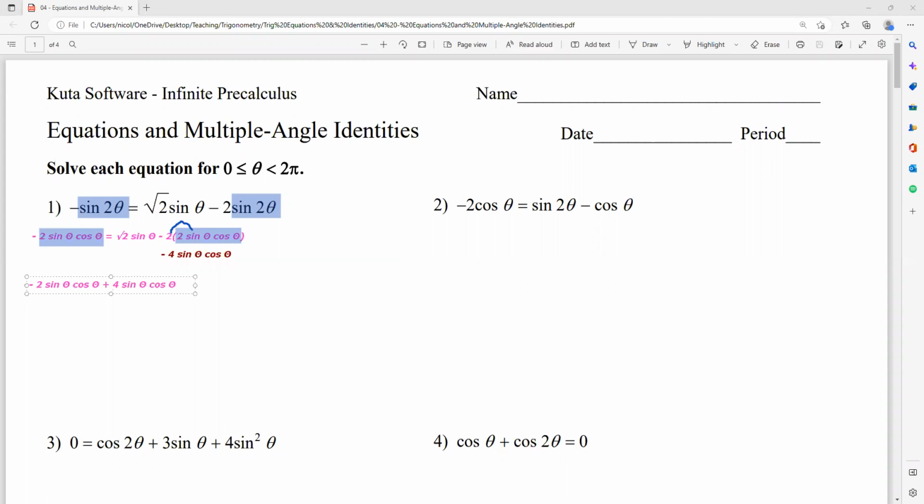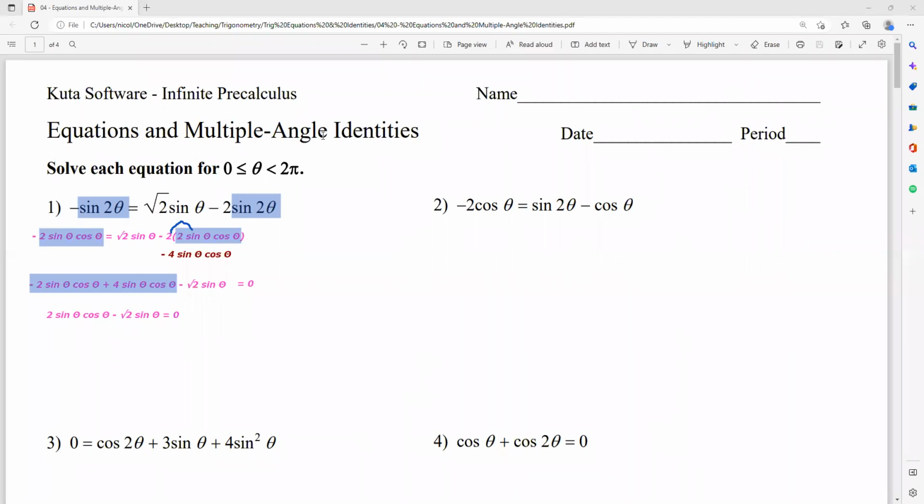And then I'm going to subtract the square root of 2 sine of theta to the other side. So now combine like terms. These right here are like terms. You're now going to have 2 sine of theta cosine of theta minus the square root of 2 sine of theta. And all of this is equal to 0. So I should probably keep that there.